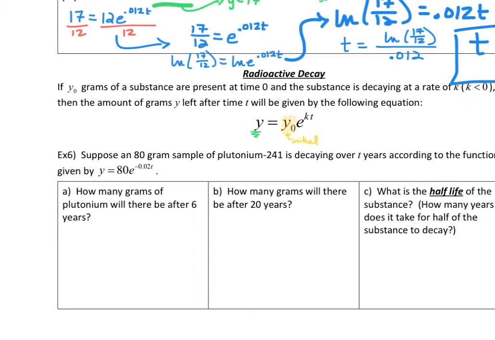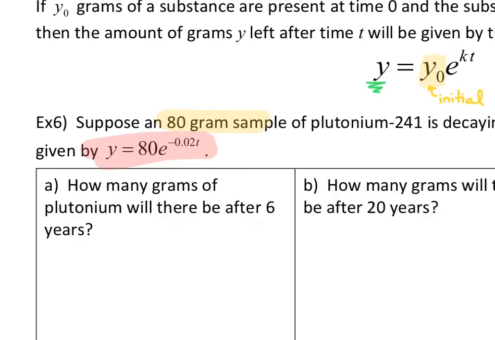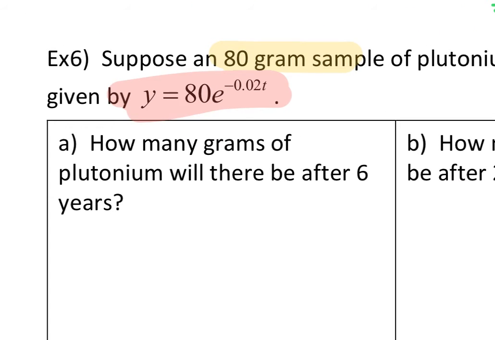So let's say that we're looking at an 80 gram sample of this chemical, plutonium, and that's the initial amount. And we don't know how many years, so we're going to be substituting for t, and the equation has been given to you. You don't even have to build it yourself. And so here, how many grams are going to be left after 6 years?